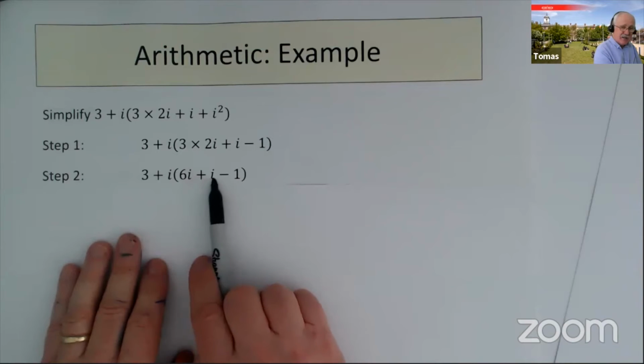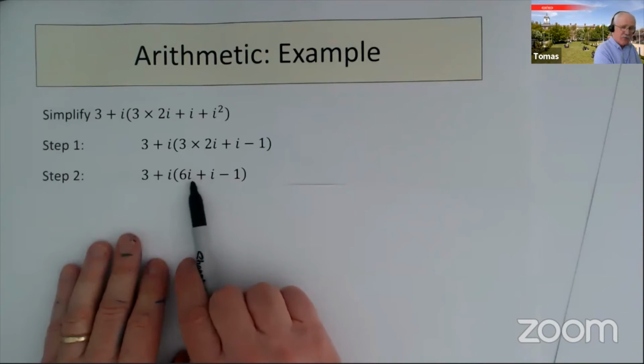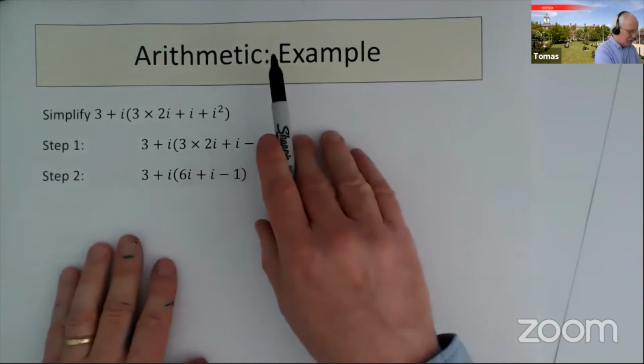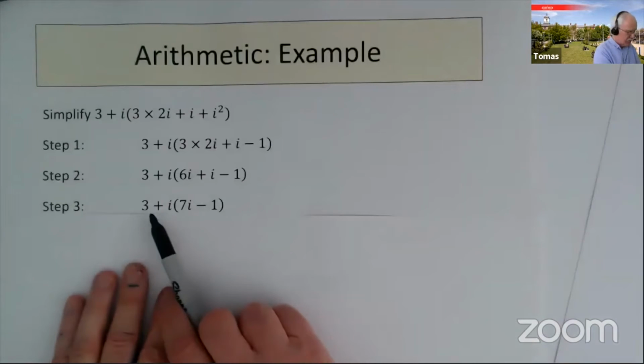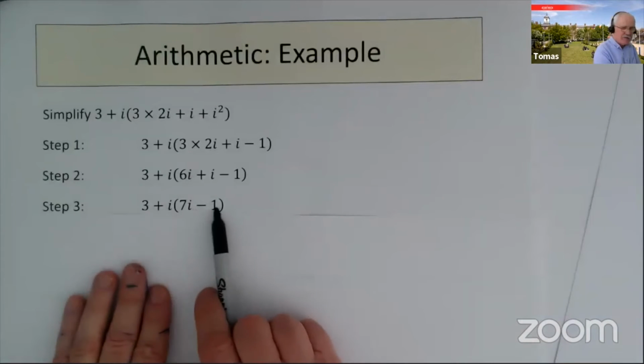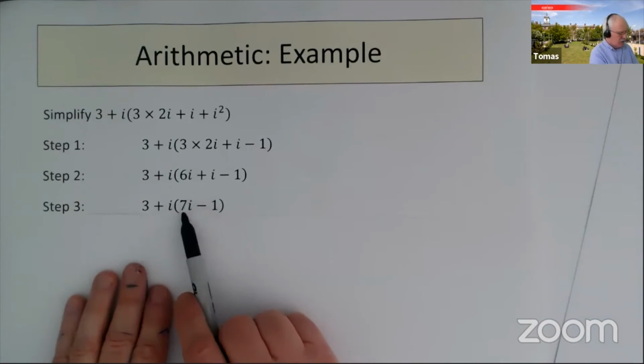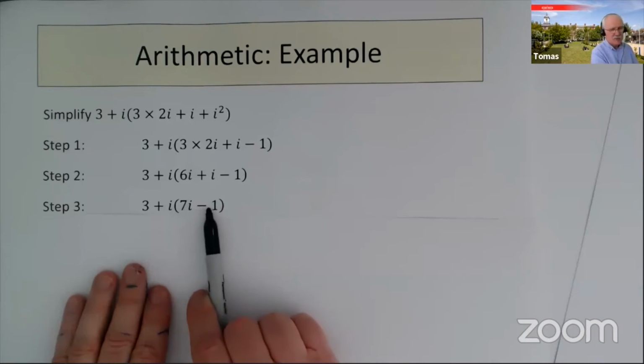6i plus i inside the bracket, they're the same type of thing. They're both imaginary, so we can add them up to get 7i minus 1. So 3 plus i. And there's nothing more we can do here. We can't add the i's and the ones. That's not going to get any simpler. Now, we might have said minus 1 plus 7i, but that's as much as we can do.